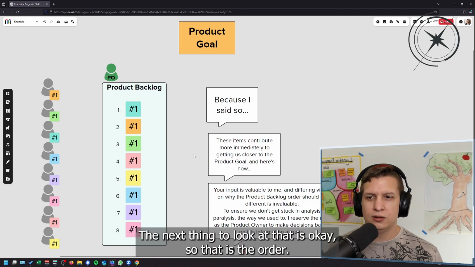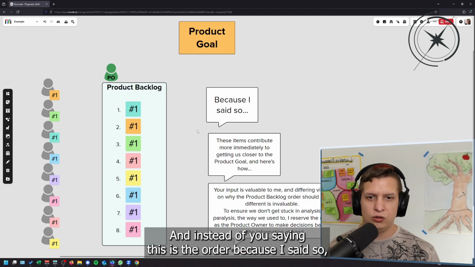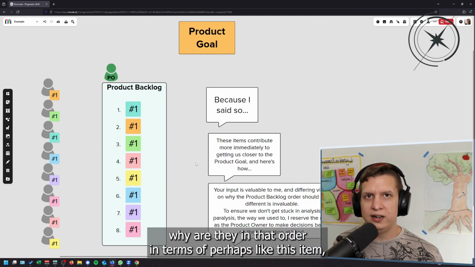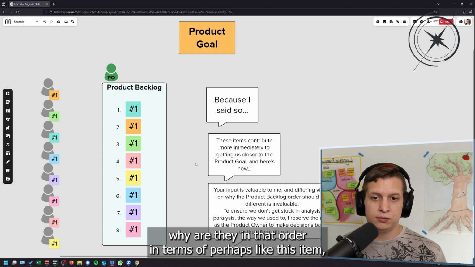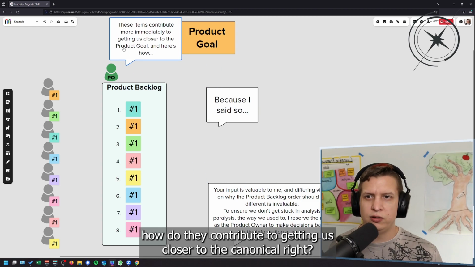The next thing to look at then is, okay, so that is the order. And instead of me saying this is the order because I said so, first focus on why they are in that order, in terms of perhaps, like this item, how does it contribute to getting us closer to the product goal, right?